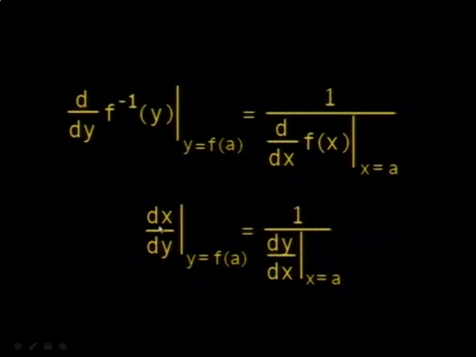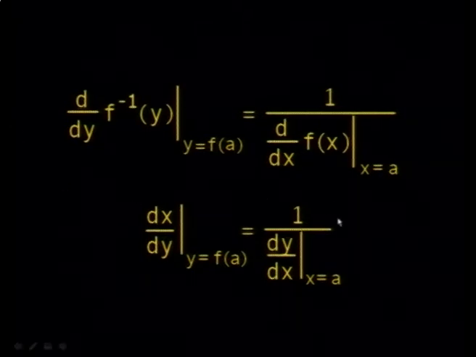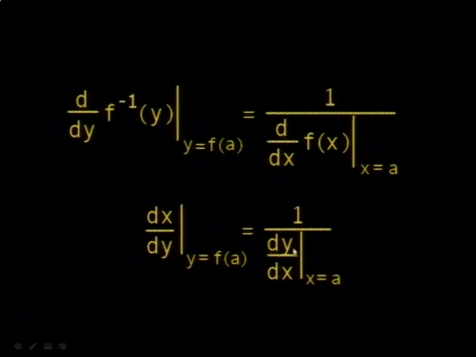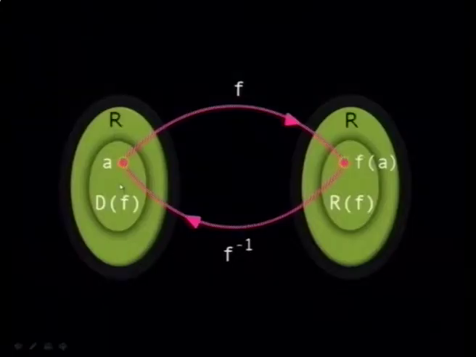So this can be written in a simple way. They usually write it in this way: dx/dy at the point y = f(a) is equal to 1 over dy/dx at the point x = a. This is the form that we encounter all the time. Now we can actually explain it here.